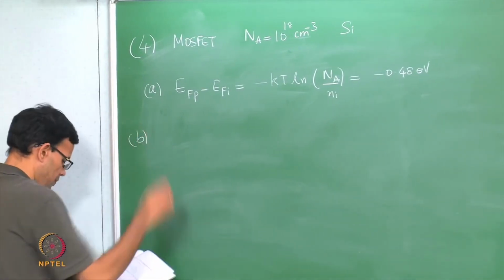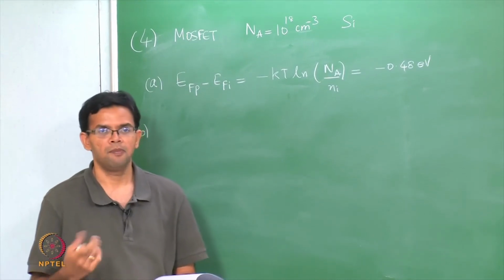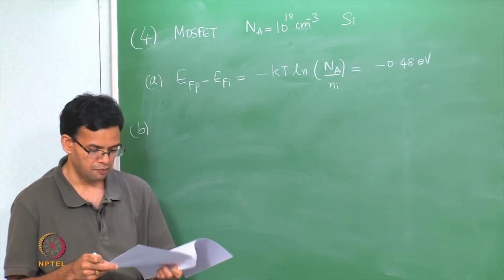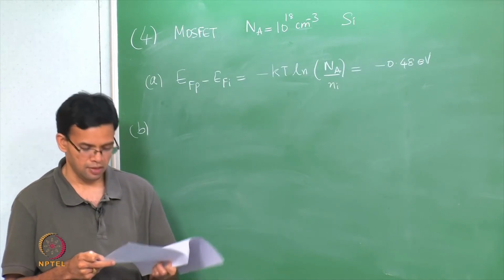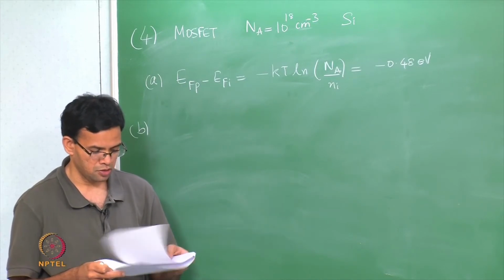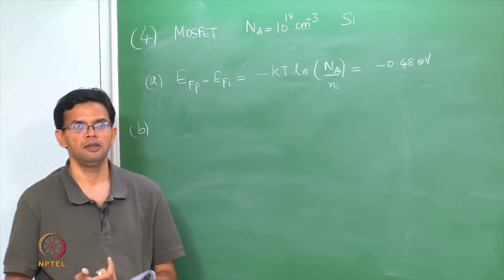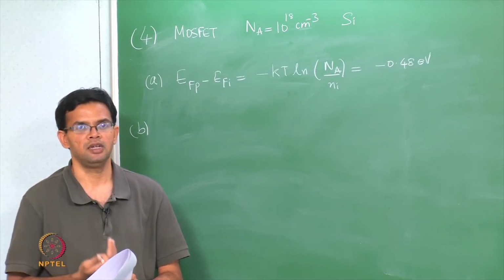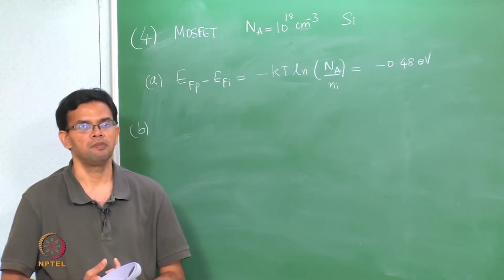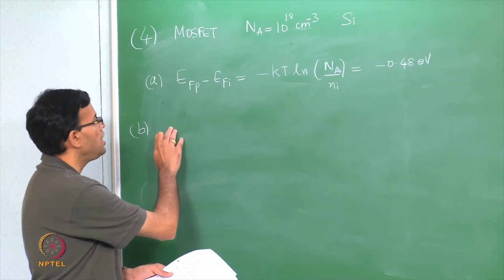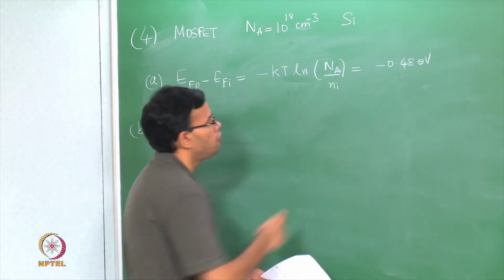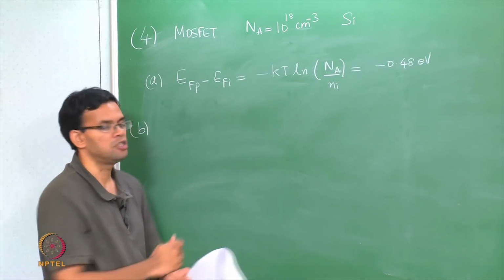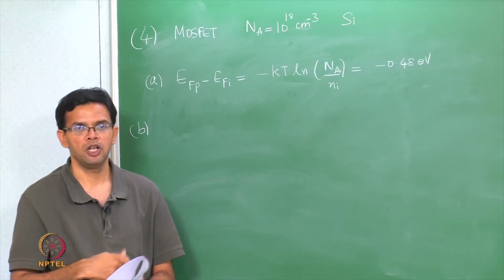Next is part B. We need to calculate the applied voltage to achieve strong inversion. We also want to calculate the width of the depletion region and the width of the N channel at strong inversion. So, strong inversion is defined as basically the voltage at which the channel is as much N type as it was originally P type. So, this occurs when the Fermi energy is 0.48 electron volts above the intrinsic level, since originally it was 0.48 electron volts below the intrinsic level.